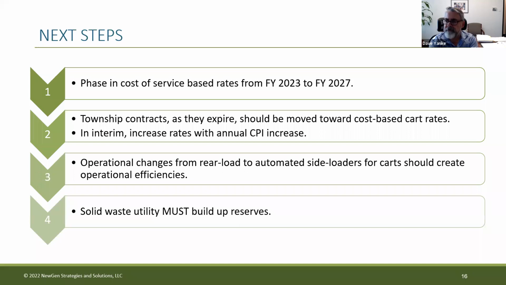In the interim, every year you have the ability to raise those. Some of those have different CPI increase caps. I would increase those to the maximum you could every fiscal year. Third item, I know in talking with Charlie, they're looking at and have been working on some of the transitioning from rear loaders to automated side loaders for carts. We strongly encourage that, and that should lead to some potential operational efficiencies. To be clear, nothing that's going to be to the magnitude where you don't need these rate increases, but it will help to lower some of those costs potentially.